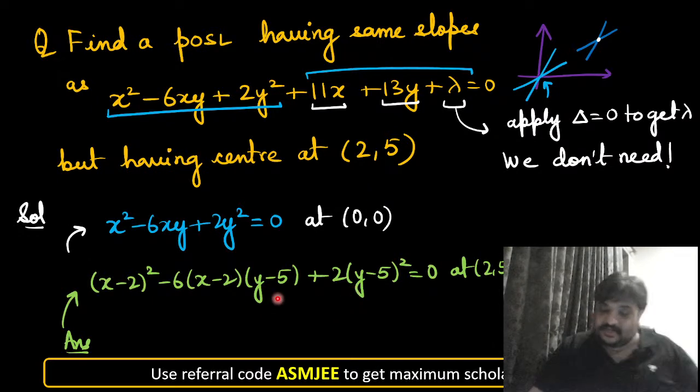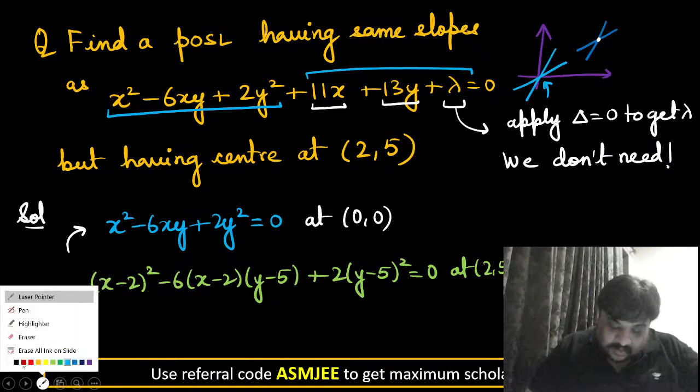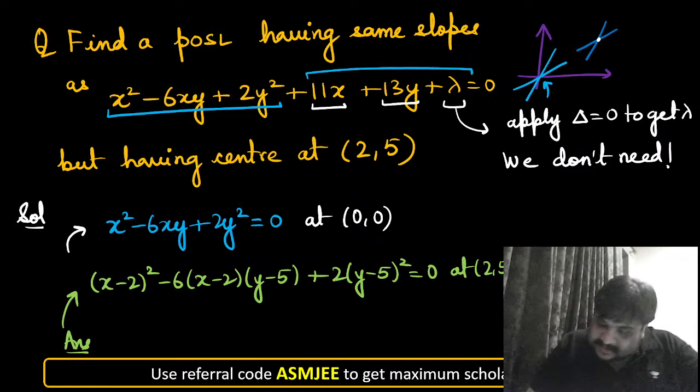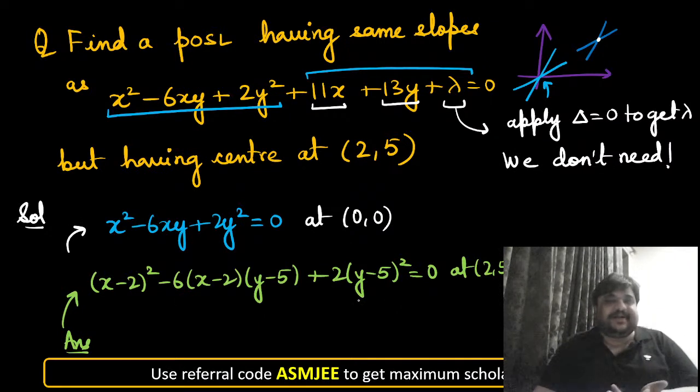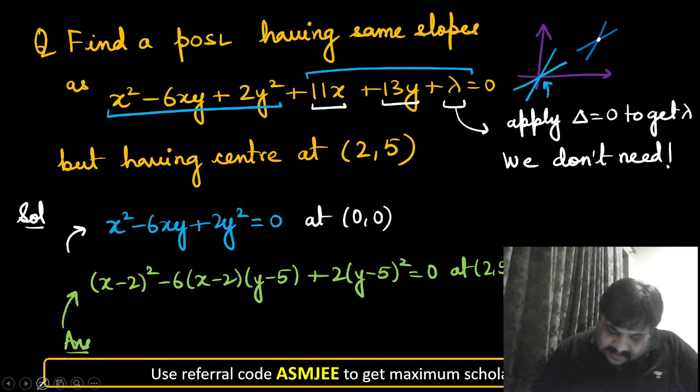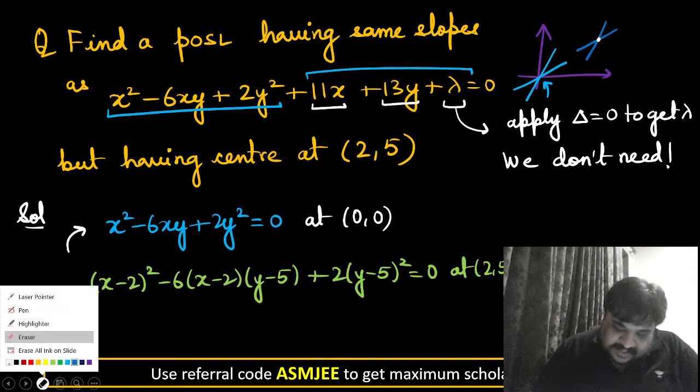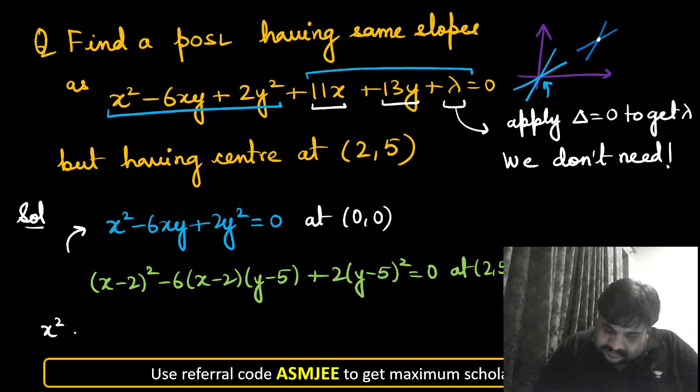Who said terms of G, F and C disappeared? Come on. Expand it. You will get an x term, you will get a y term, you will get a constant. We have just not expanded it, that's all. Those of you who are thinking that G, F and C vanished here, try and expand it. X square minus 6xy plus 2y square.